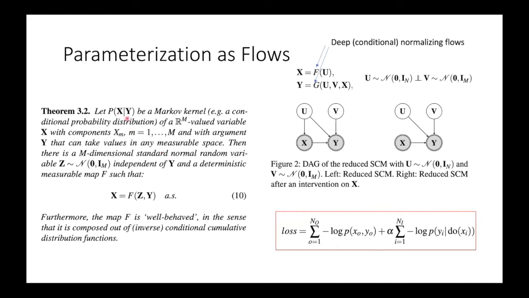It says that if P of X given Y is a Markov kernel, just a conditional probability over variables X with components X_m and an argument Y, then there exists an M-dimensional standard normal variable Z independent of Y and a deterministic map F such that X is F of Z and Y. Now, what does this mean? If you're familiar with what people call the reparameterization trick, in the reparameterization trick, you rewrite a probability distribution where the stochasticity is hidden. You pull out the stochasticity externally, like in this case it's Z, and make it distributed according to some standard simple distribution.